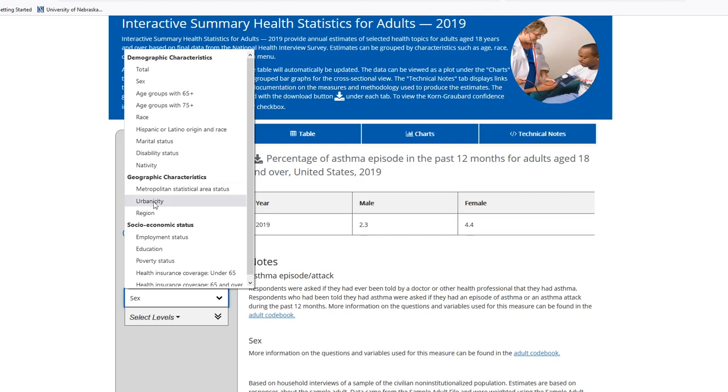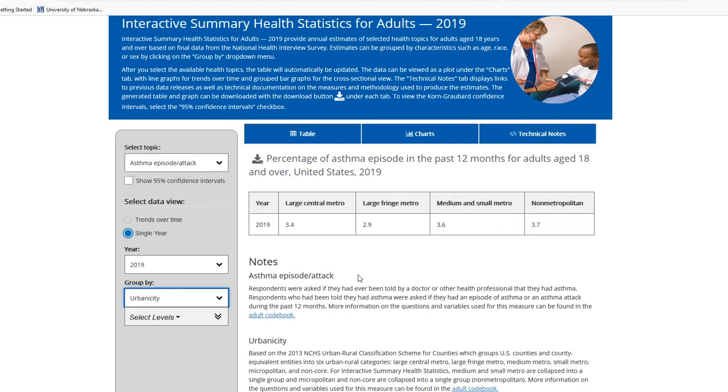Okay. Let's check urbanicity, degree of urbanicity. The risk of asthma is higher in large cities, metro areas. Sorry, yeah, it's higher in large metro areas. It's somewhat lower in fringe metro areas. It's also quite high in medium and small metro areas. It's also quite high in non-metropolitan areas.